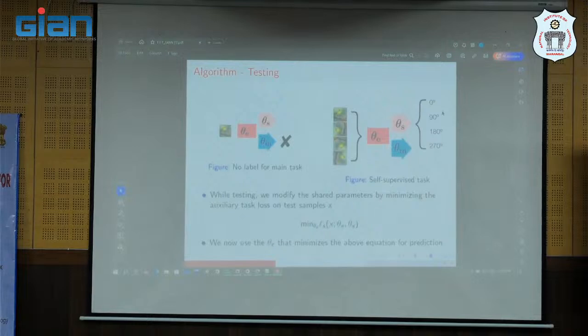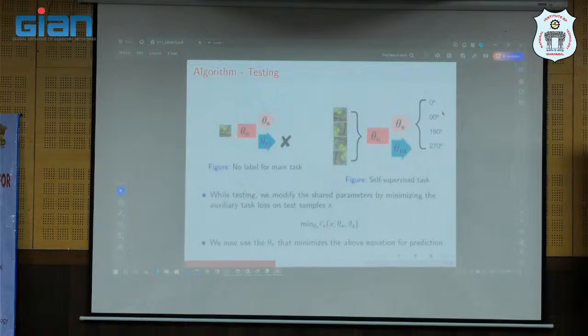So that is the idea, right? They are designing a self-supervised task along with the main task, where we can use the self-supervised task during testing to update the network parameters, and that's where the parameters of the network are now dependent on the input. Whatever the input is, we update the parameters depending on the input, and now we use these updated parameters to compute the final class.